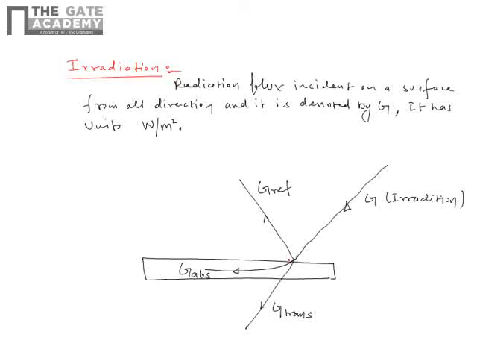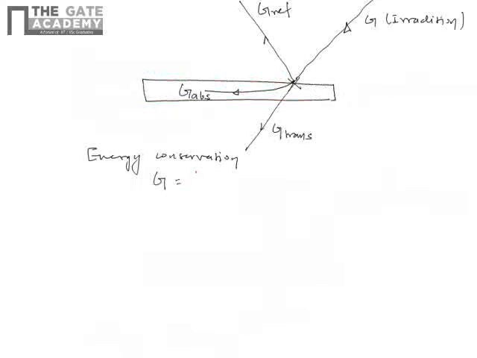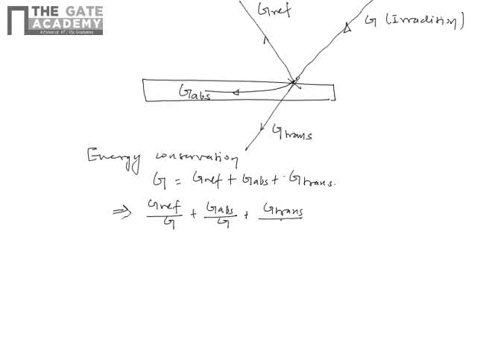If we apply energy conservation, we will get G is equal to G ref plus G absorbed plus G transmitted. Further, we will get G ref upon G plus G absorbed upon G plus G transmitted upon G is equal to 1.